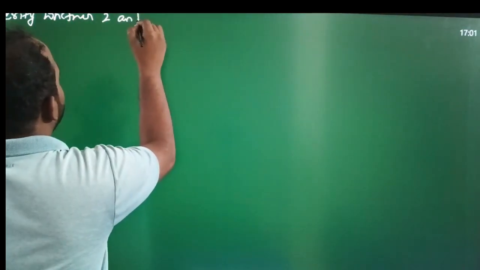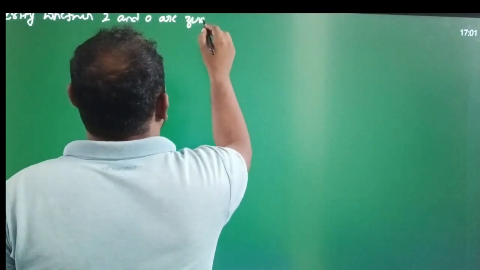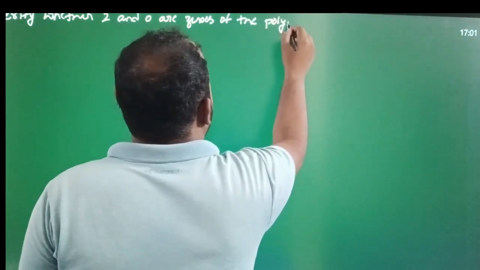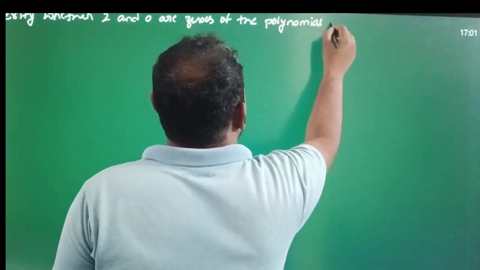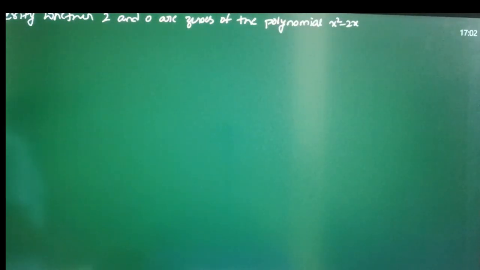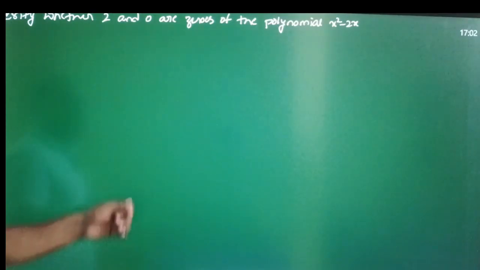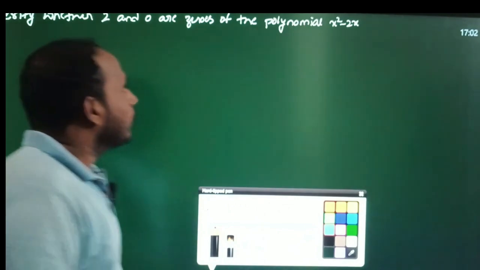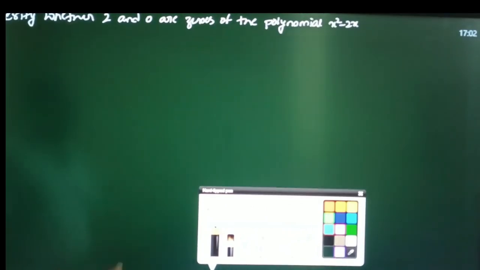Next one, verify whether 2 and 0 are zeros of the polynomial x square minus 2x.